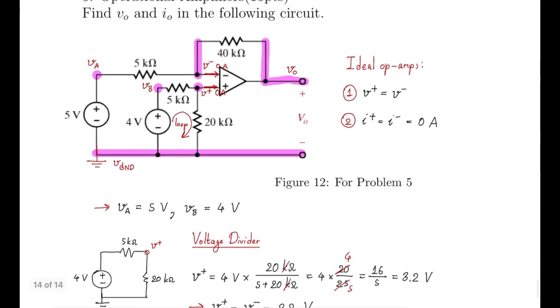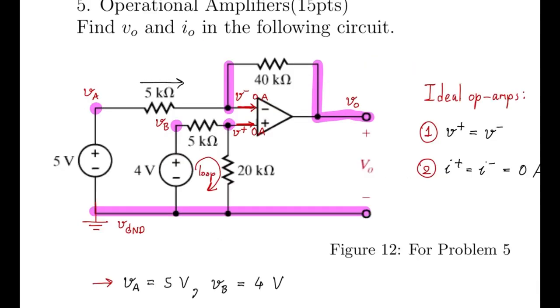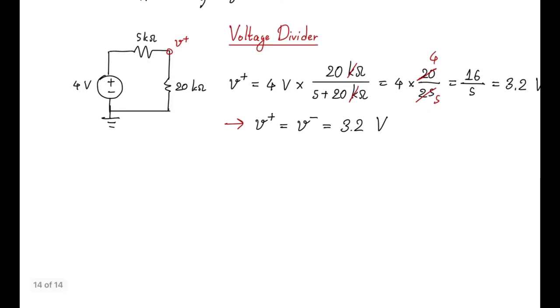Next, we will use Kirchhoff's current law and Ohm's law to find V output. Let's look at the current at V-, denoting the current flowing over the 5 kΩ resistor as I1, and the current flowing over the 40 kΩ resistor as I2. We see that I1 is flowing in, and I2 and 0 amps are flowing out. Therefore, I1 is equal to I2 plus 0.